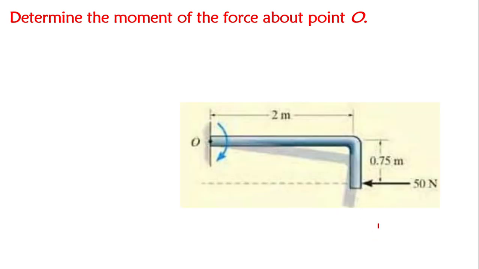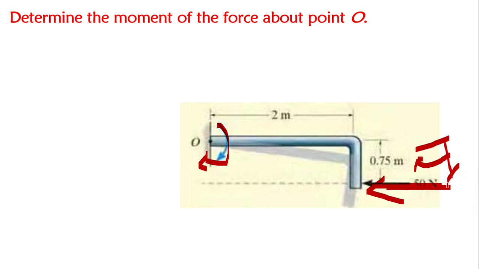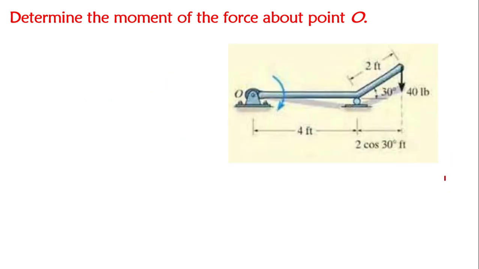Okay, ito naman. So, we have here, yung moment natin ay nandito. So, we're going to rotate about point O. So, ito yung force natin. So, di ba? Sabi ko, pag nasa X, nasa Y yung ating moment arm, which is 0.75. Ayan, di ba? So, we have 37.5. Madali lang, di ba? Okay, next.